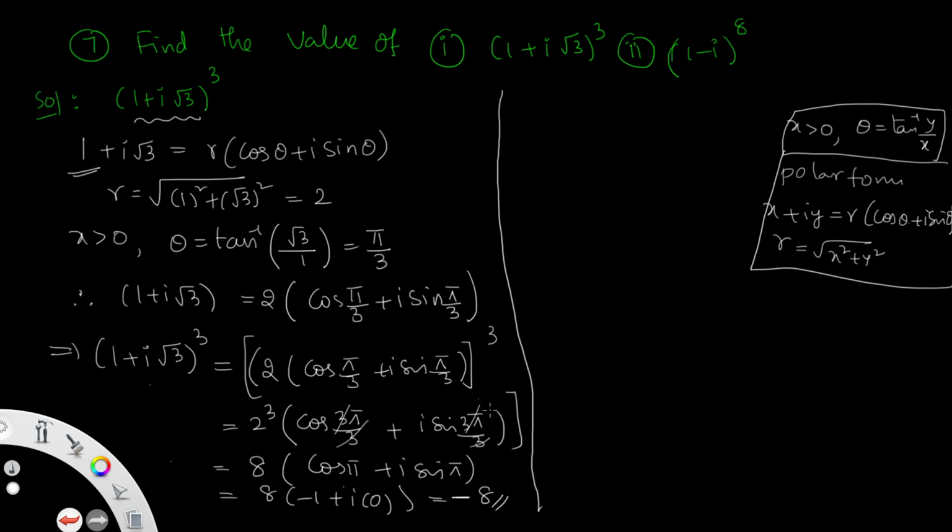Why? Because we are writing cos theta plus i sin theta whole to the power of n. That is De Moivre's theorem, that is cos n theta plus i sin n theta. Now it goes to cos pi plus i sin pi, then we get minus 8.